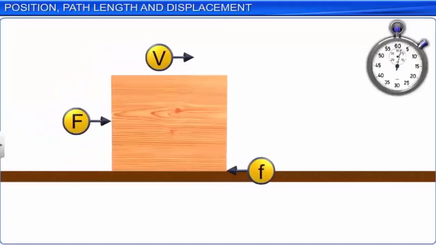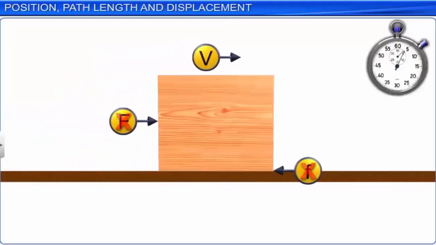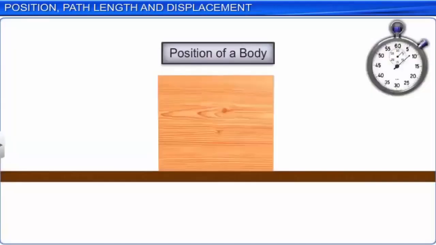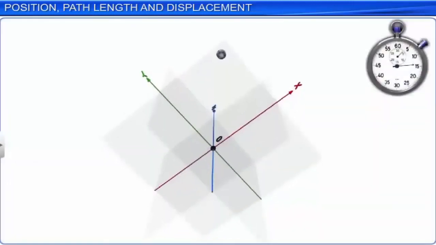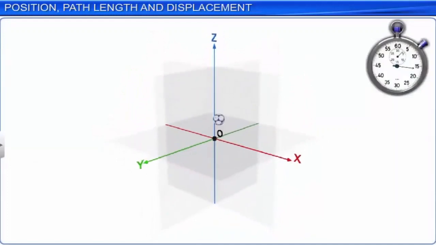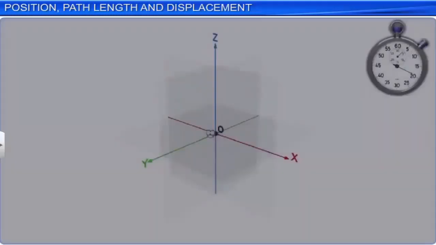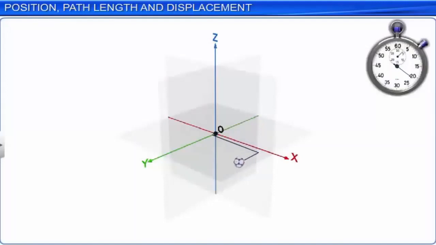In kinematics, we study the motion of bodies without considering the forces that cause the motion. Let us first understand what is meant by the position of a body. The position of a body in space is denoted by 3 coordinates: x, y, and z. The path length and displacement of a body depend on how its position changes with time.